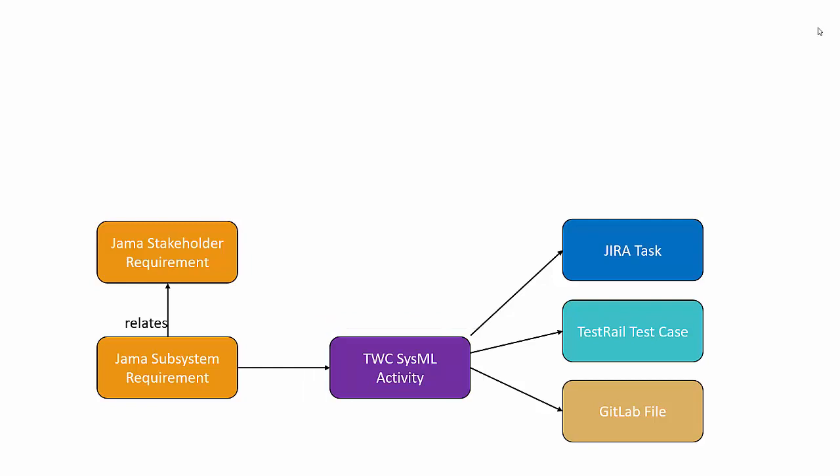In turn, the SysML element may be linked to a GitLab file, which contains the software code carrying out that function, a TestRail test case, which will test that function, and a Jira task, which will log status and other project management info related to that function.